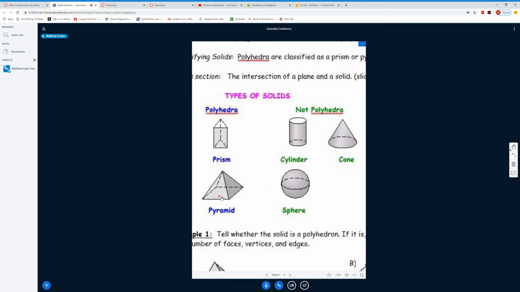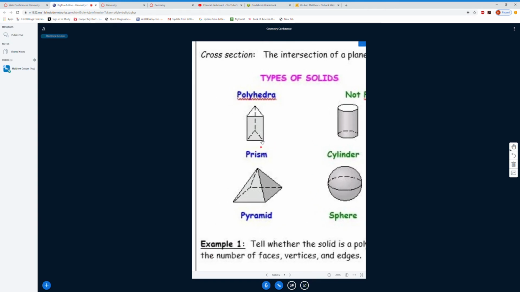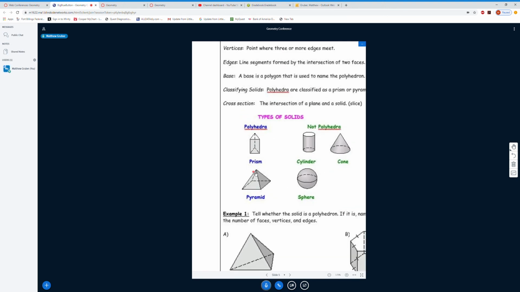Prisms and pyramids are polyhedrons. So if we look at this prism here, a prism has two bases. So it has a base on each end. So it has a triangle on each end and then segments connecting those bases. It's two polygons that are connected by line segments. Where a pyramid, you have one polygon on the base, but at the other end, the segments form a point. So that is the difference between a prism and a pyramid. A prism has two bases. A pyramid has one with a point at the other end.